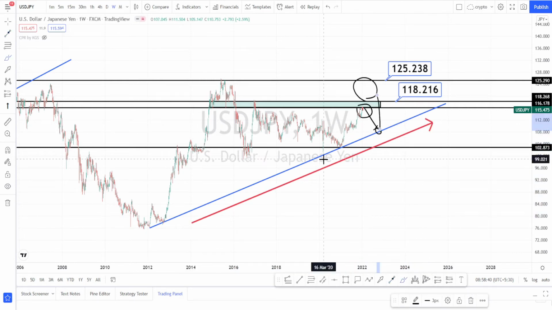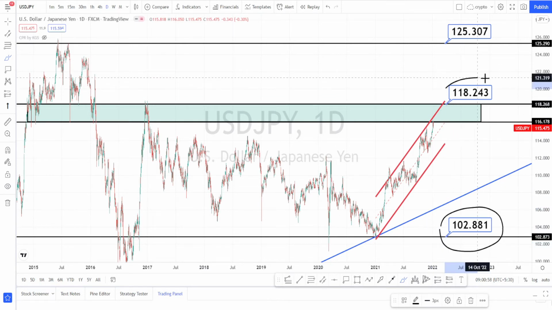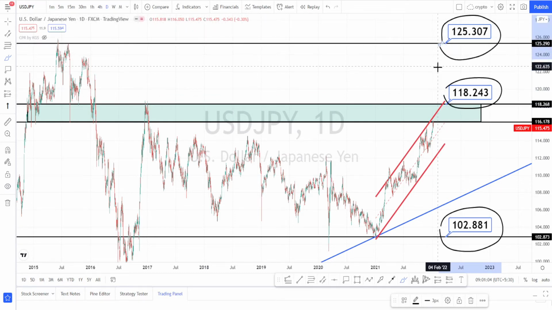Let us do the analysis in daily time frame. I am in daily time frame now. So when we look at the support and resistance level, the bottommost support is going to be at 102 and the resistance level is going to be 118, and the next level of resistance is going to be at 125. And currently the price action is testing this resistance level of 118.